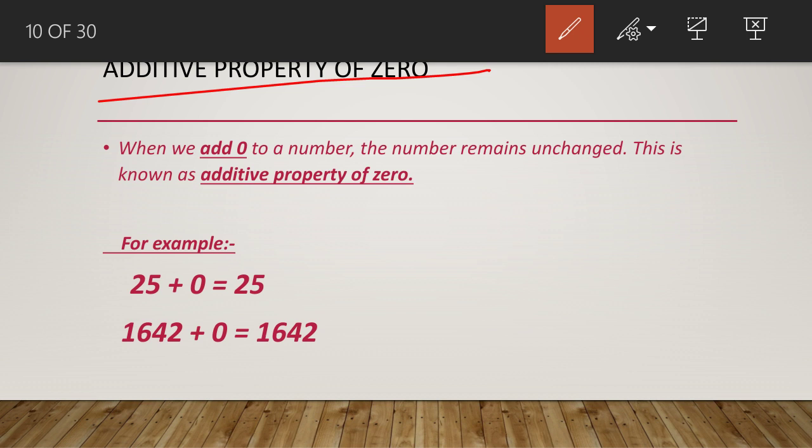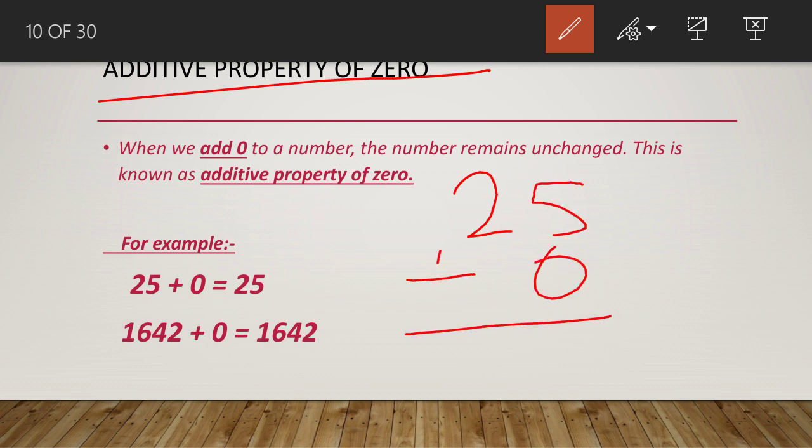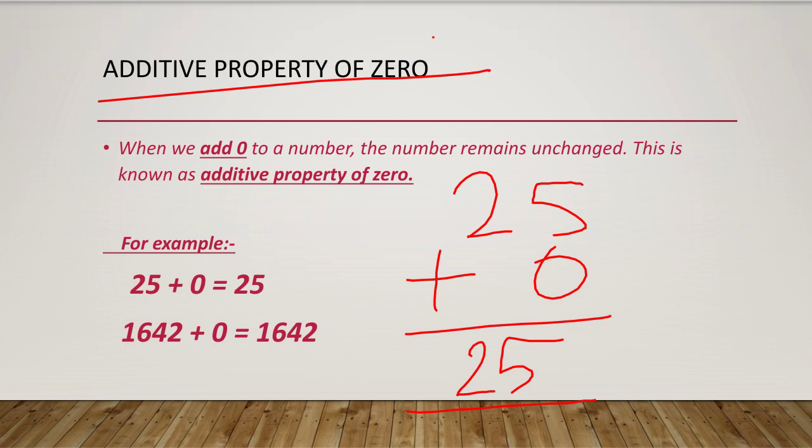Let's take an example. When we add 0 to 25, the sum will be 25. There is no change in the answer. Similarly, when we will add 0 to 1642, the answer will be 1642 only.